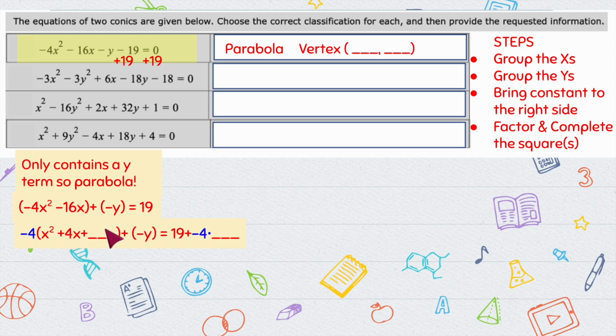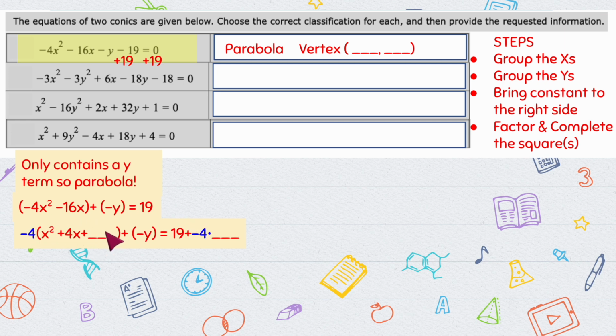And then I left a space here so that I can complete the square, because that's what I need to do in order to make it look like the standard equation. I need it to be a binomial squared. So on this side, if you notice, I have the 19 plus negative 4 times whatever I'm going to add in this space. And I have the negative 4 because I factored it out here.